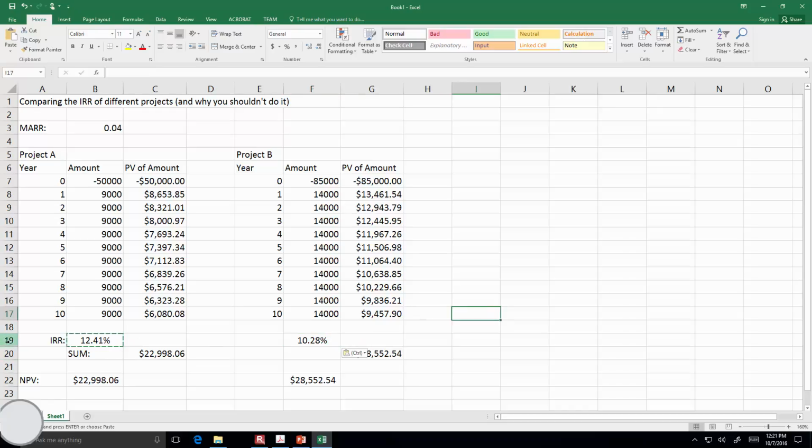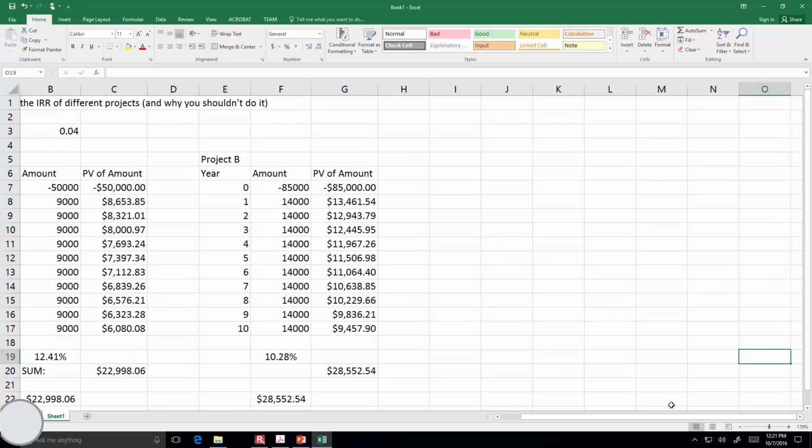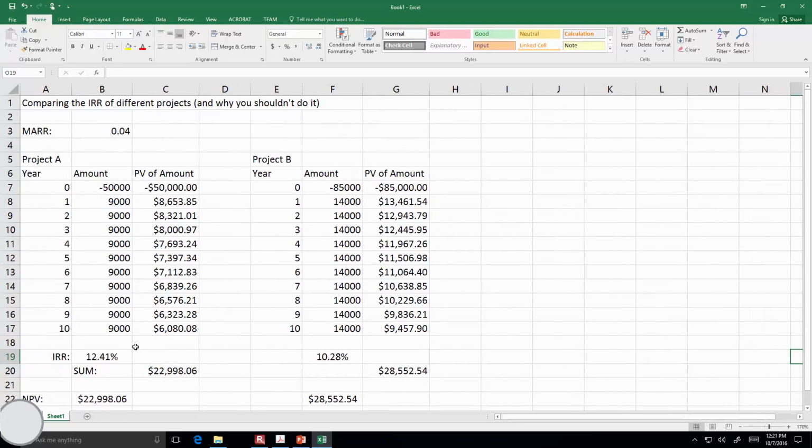All right, so if we just looked at the IRRs, we'd get the wrong idea about how good Project A is. Because at first glance, if we're thinking about we want to have a nice high interest rate, it seems that Project A is pretty good. Here, Project A has an internal rate of return of 12.4%, and Project B has an internal rate of return that's lower, 10.28%. So all things being equal, you should take the project that has the higher internal rate of return. But here, not all things are equal.